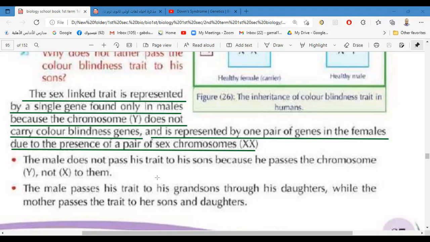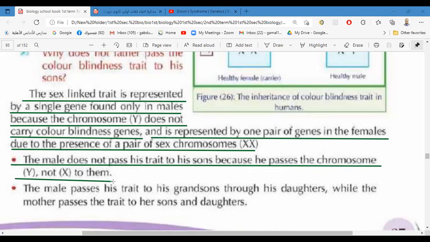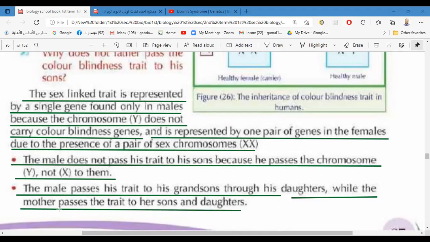So the percentage of males having color blindness may be more than females carrying this genetic disease. The male doesn't pass it straight to his sons, but only to his daughters. He passes the Y chromosome to his son, and the Y chromosome doesn't have the gene. The male passes it on to his granddaughters. As we see here, his daughter carries the gene, but she is not sick. But maybe his granddaughter becomes sick, since this gene comes from the grandfather.